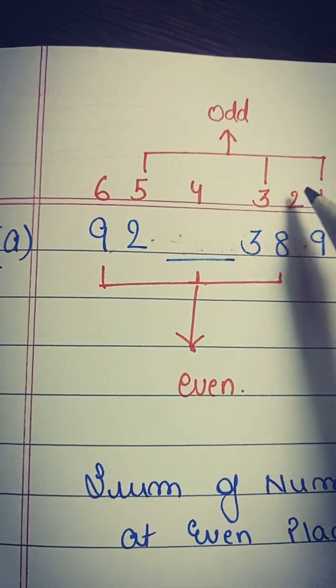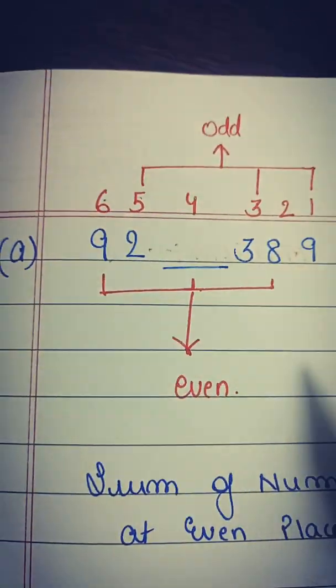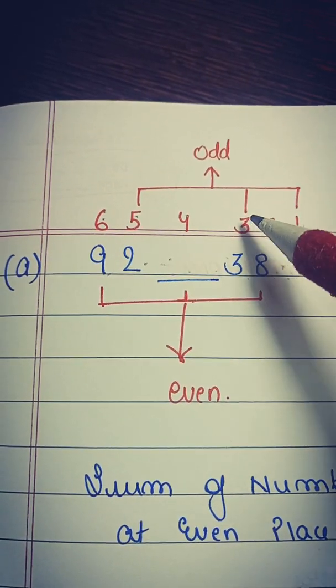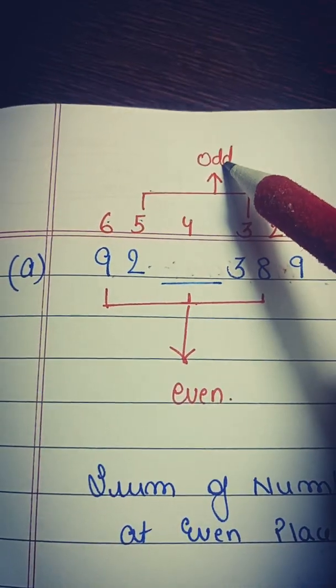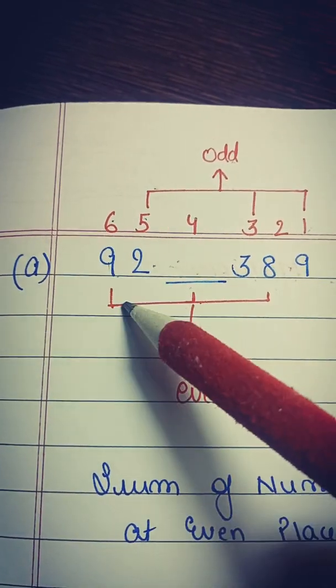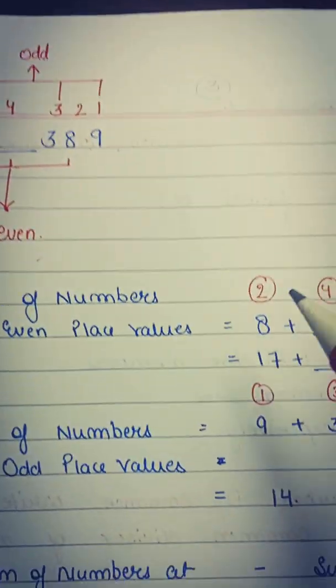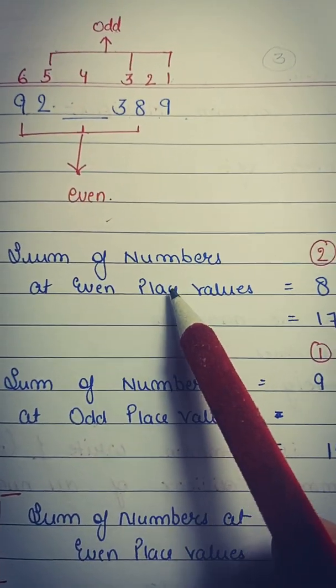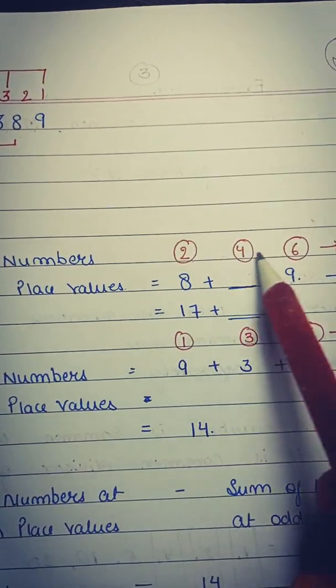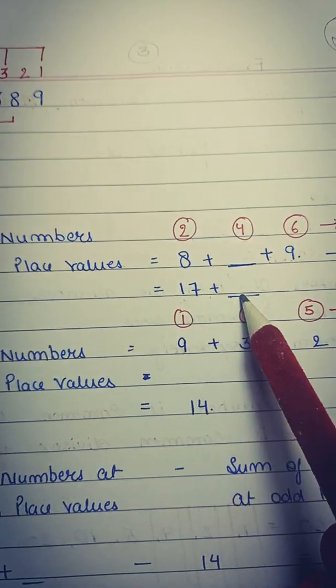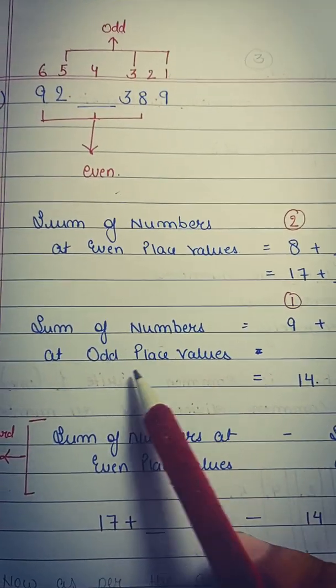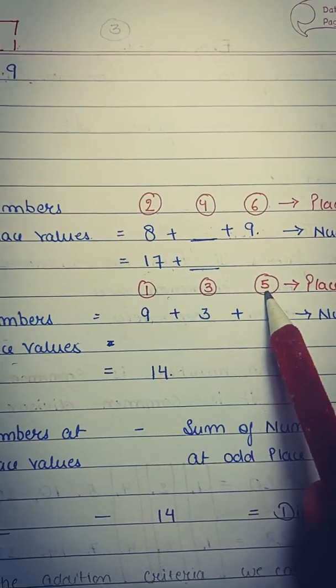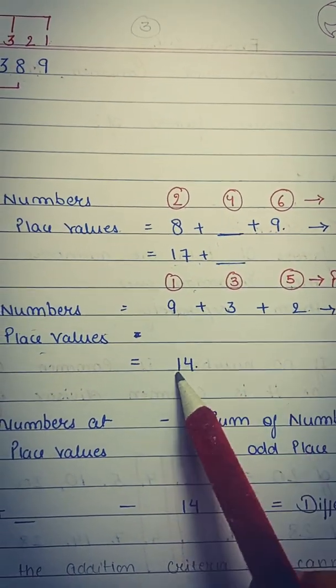I'll put the numbers 1, 2, 3, 4, 5, 6, and 1, 3 and 5 will represent odd place values, and 2, 4 and 6 will represent even place values. I'll find out the sum of even and odd place values separately. Like 2, 4 and 6 place values will sum up to 7 plus blank, and the sum of odd place values, that is 1, 3 and 5, will end up with 9 plus 3 plus 2, that is 14.